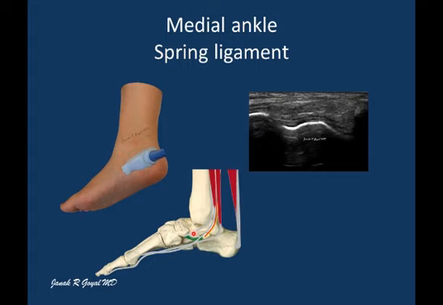For the sonographic examination of the spring ligament, place the proximal end of your transducer at the sustentaculum tali, and the distal end of the transducer is placed on the plantar aspect of the tuberosity of navicular. Here is the anterior aspect of your sustentaculum tali and the plantar aspect of the tuberosity of navicular. The spring ligament supports the plantar aspect of the head of talus.